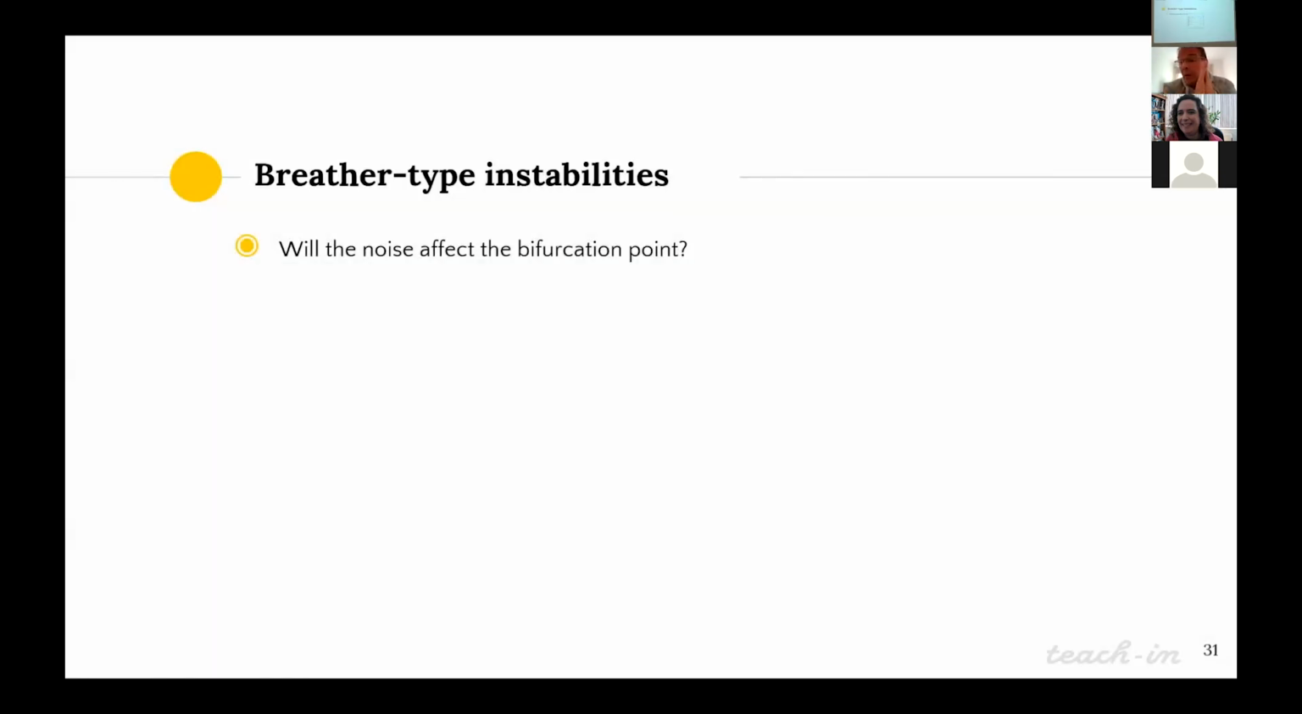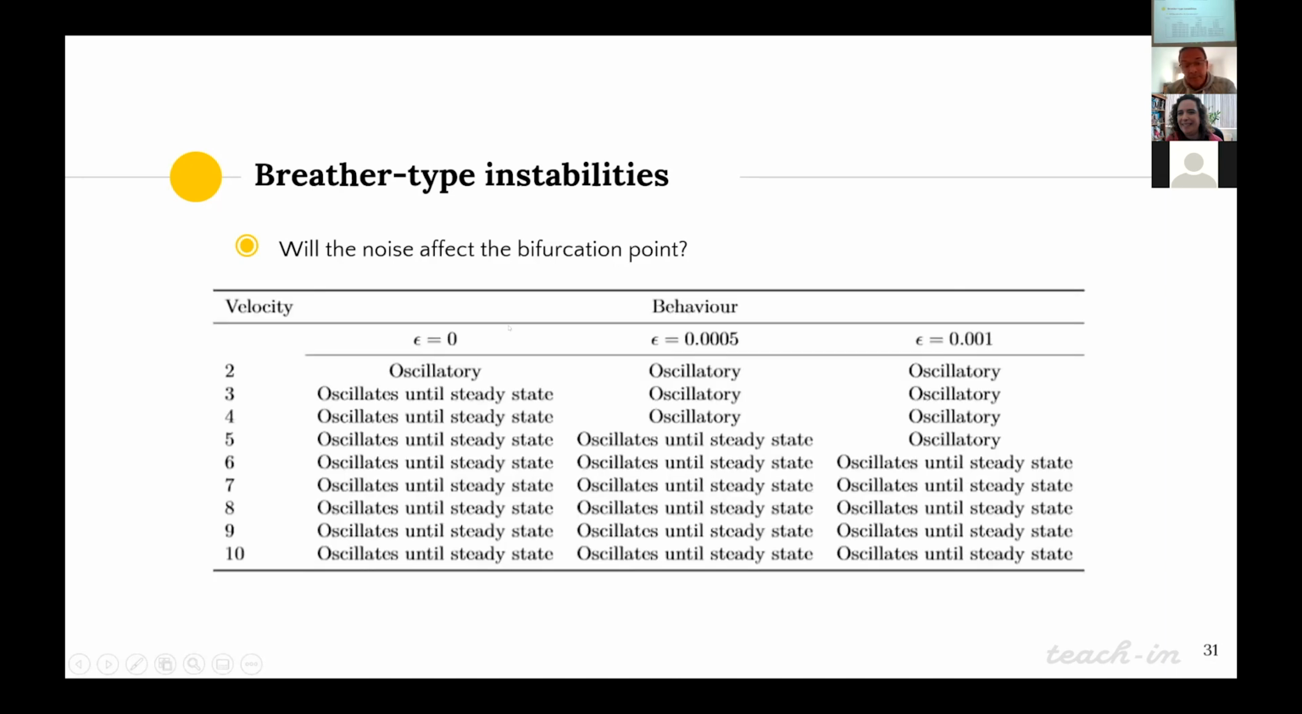Now, to finish, the question we want to answer is, will the noise affect the bifurcation point? We will show this with a table. In this table, we have 3 different levels of noise. Epsilon equals 0 is the deterministic case. Then we have a small noise, 0.0005, and noise twice bigger. And on the other hand, we have the propagation velocity, which is increasing.